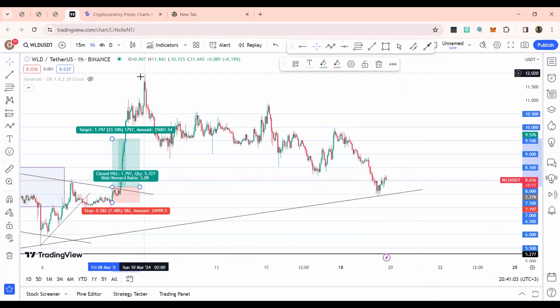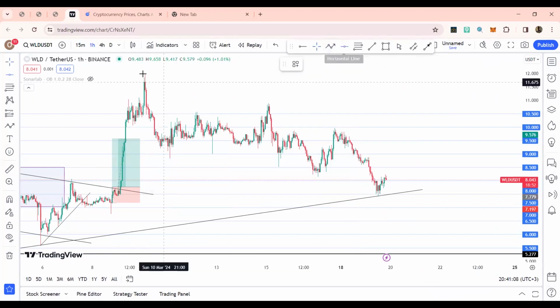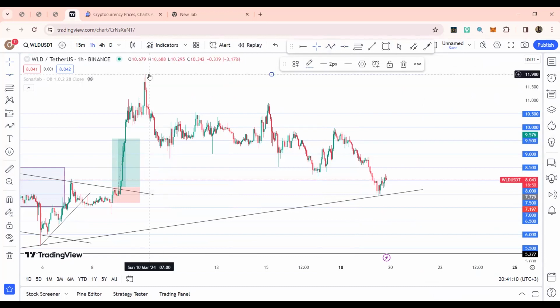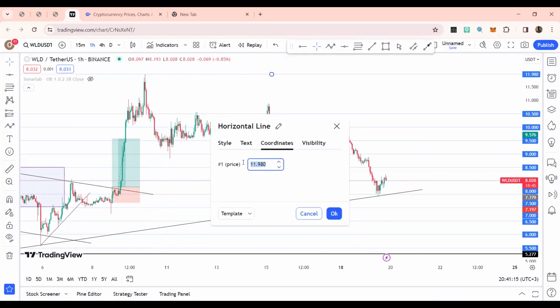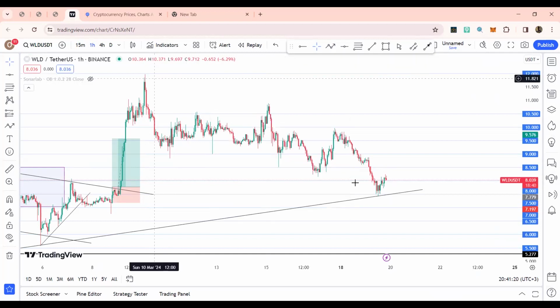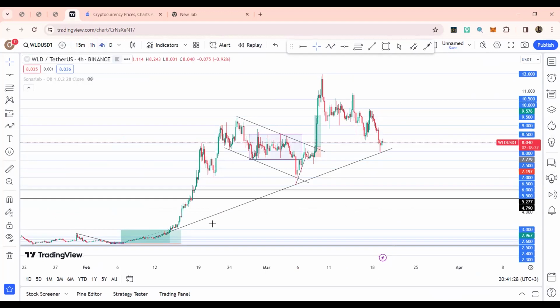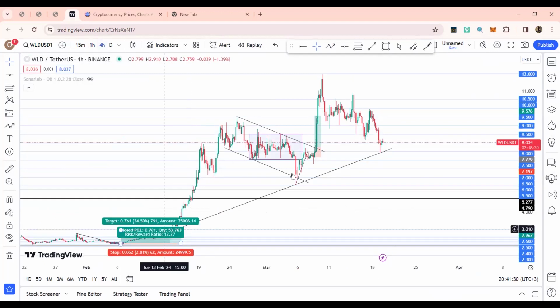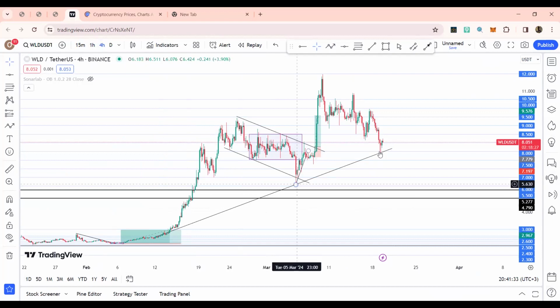Now if you pull up to around here, you can see that there is a psychological level here. One thing I know about WorldCoin, it respects psychological levels a lot. This is around 12. This is $12, and you can see it just touched there. Now look at this. Okay, this is a trade opportunity right there. This trend line is kind of faulty, but if you take this as a touch and this as another touch, you can see that you may get a nice trading opportunity from around here for the upside.